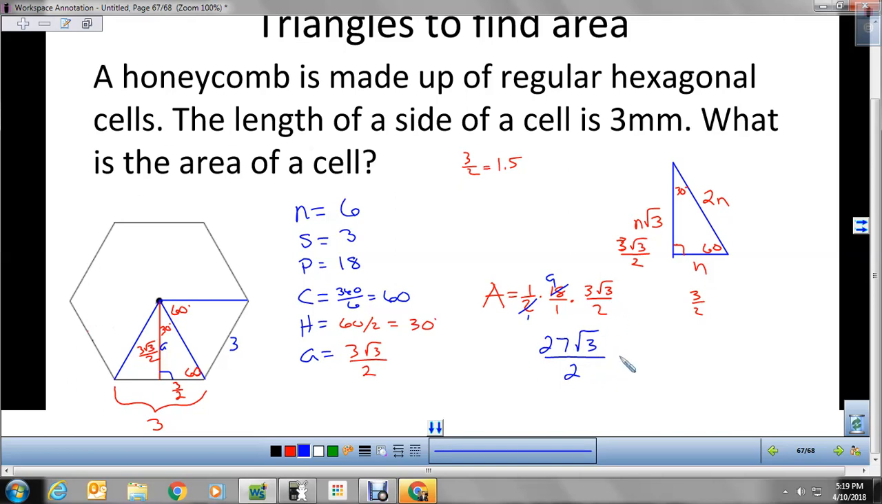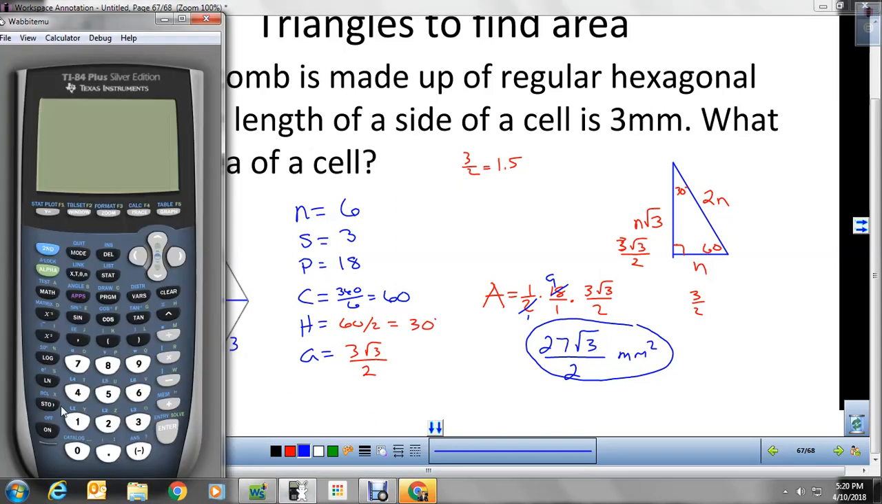So this is going to be millimeters, which means it's millimeters squared. So our answer to this problem is 27 radical 3 over 2. Now for the decimal form, get our calculator out, and we can pick 27 square root of 3. It gives me this answer, and I'm going to divide it by 2.